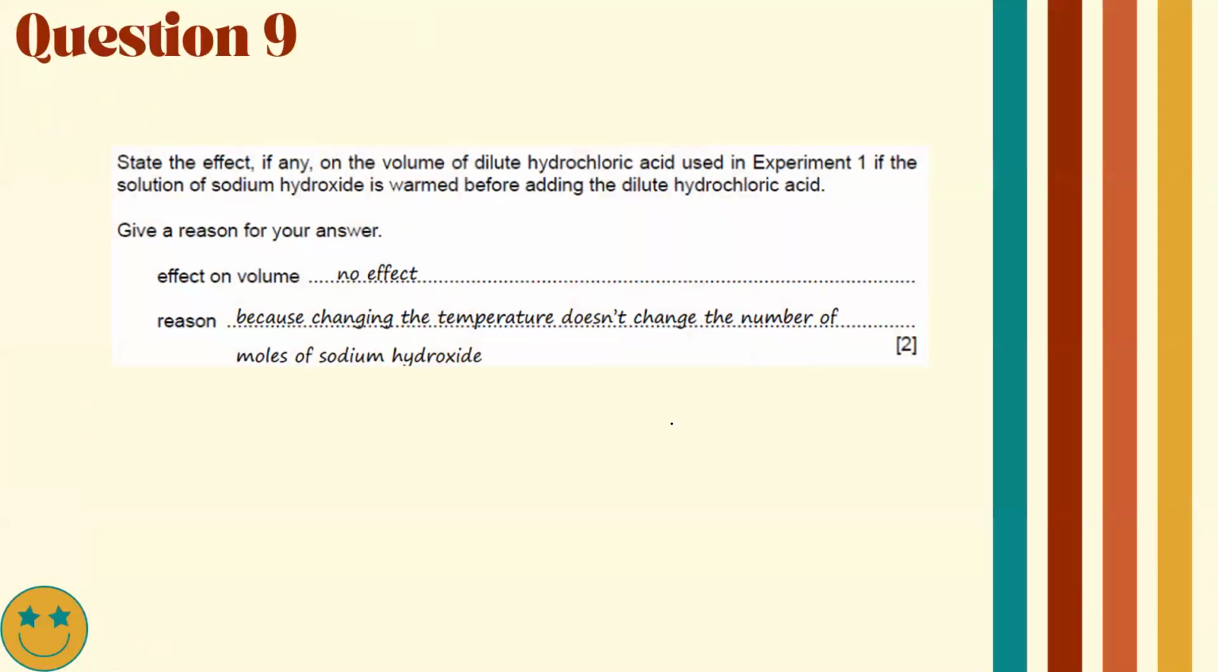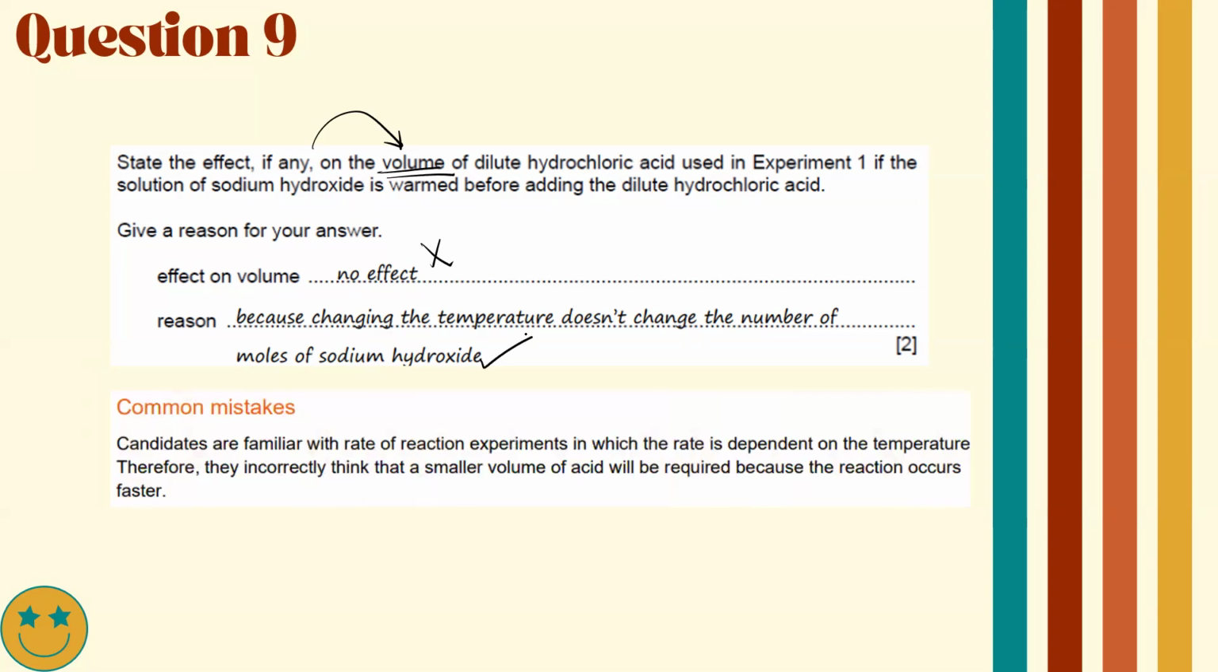Next question: state the effect, if any, on the volume of dilute hydrochloric acid used in experiment 1 if the solution of sodium hydroxide is warmed before adding hydrochloric acid. So, is there any effect on the volume of hydrochloric acid used? No, it will not affect, because changing the temperature does not change the number of moles of sodium hydroxide.